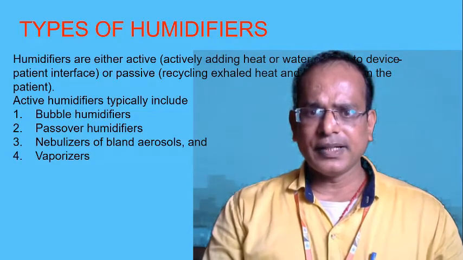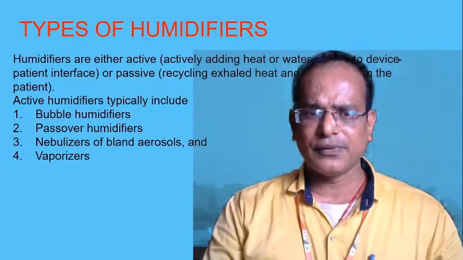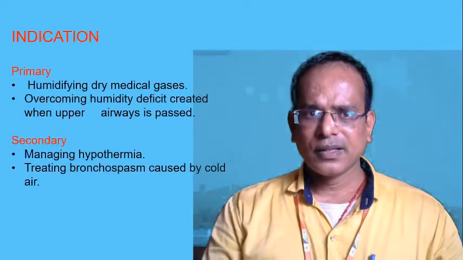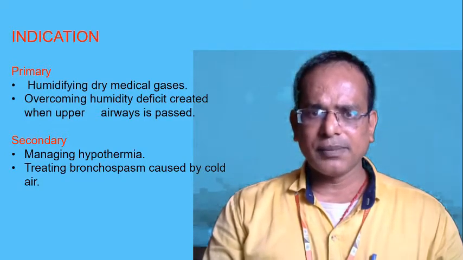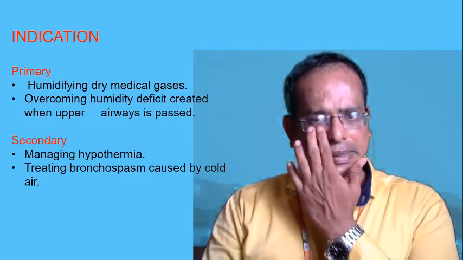Active humidifiers typically include: one is a bubble humidifier, second one is a passover humidifier, third one is a nebulizer of blunt aerosols, fourth one is a vaporizer. So what is the indication? The primary is humidifying dry medical gases, overcoming the humidity deficit created when the upper airway is bypassed.